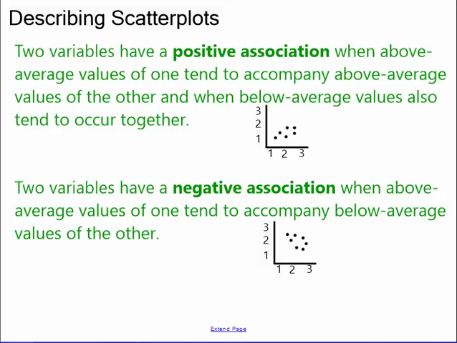When we are talking about what the scatter plot shows us, one of the key features is: is it a positive association or a negative association? You can think of these like slopes. Does it have a positive slope or a negative slope? A positive association is when large or above average values of one variable correspond to large or above average values in the other variable. A negative association is when there's that inverse relationship, when large values in one variable correspond to small values in the other variable.